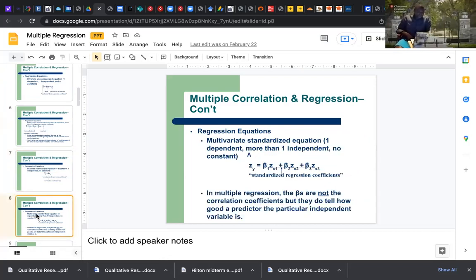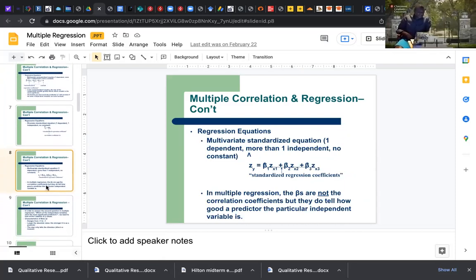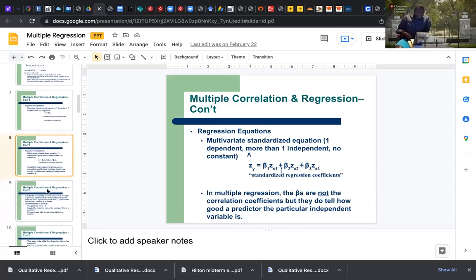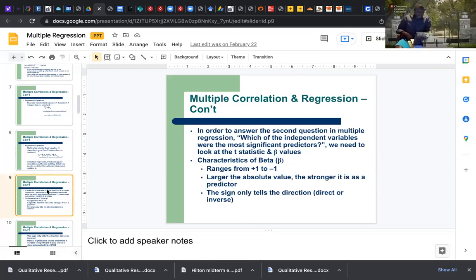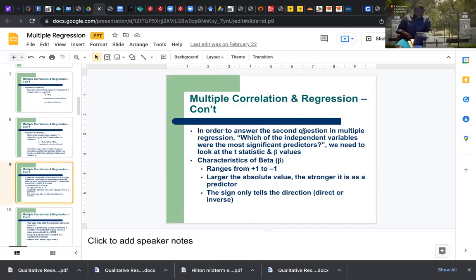Now the next thing is, according to the charts, what kind of statistics you need to report. In order to answer the second question in multiple regression, which of the independent variables are the most significant predictors, we need to look at the t and the beta values. Have it in mind. Beta ranges from +1 to -1. The larger the absolute value, the stronger the predictor. The sign only tells you the direction, direct or inverse.